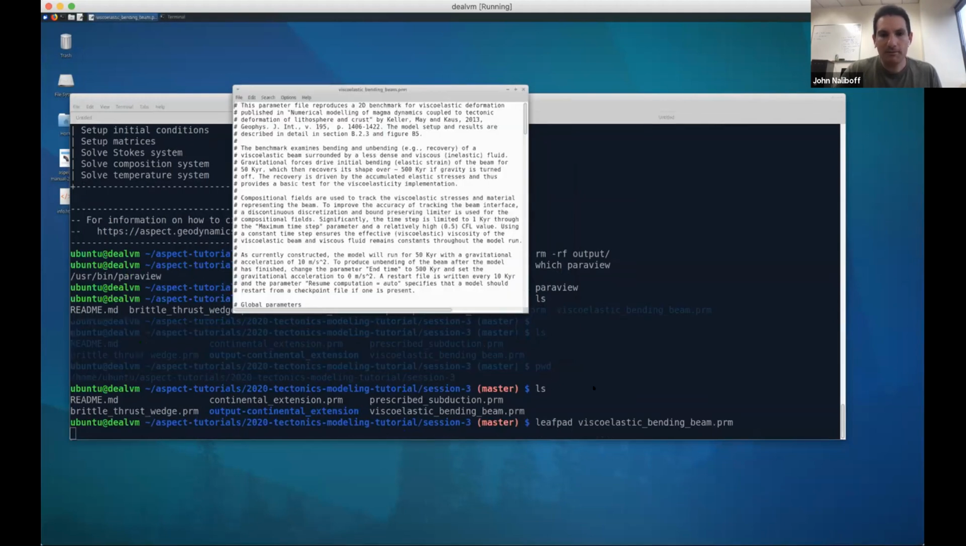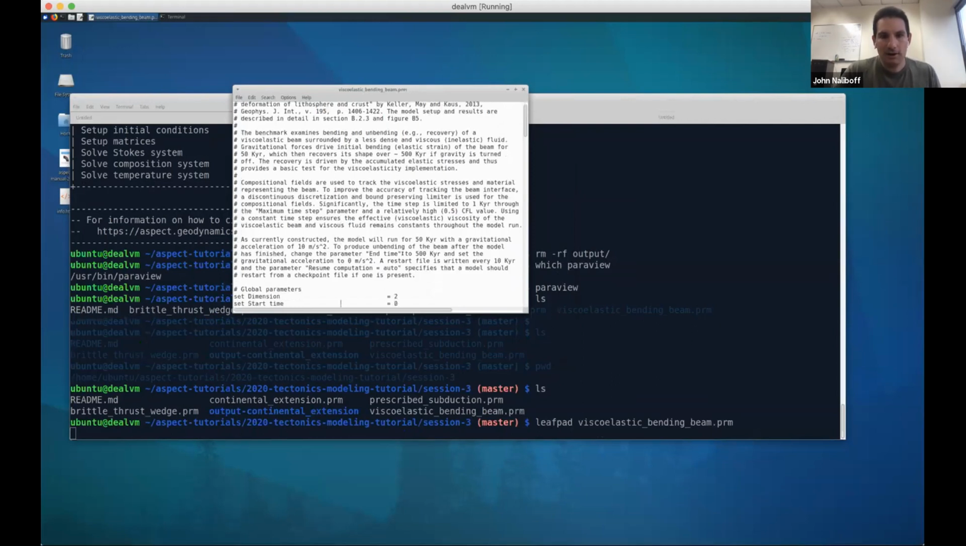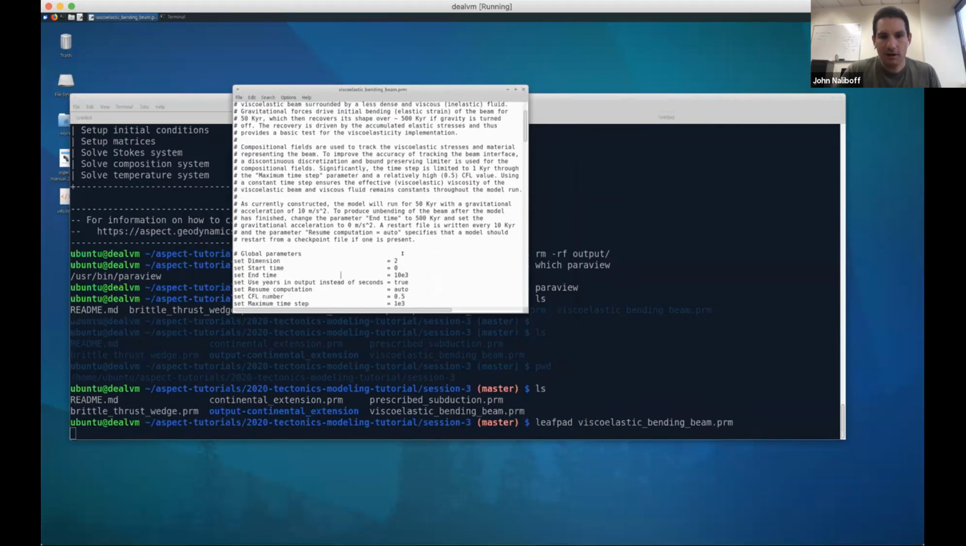So once you have this open, scroll down past all the documentation, and we will go down to the parameter which says set end time. And I will see if I can quickly increase the size of this window. Sorry, I'm a bit hesitant to go to full screen on this virtual machine. The last time I did that, my keyboard froze, so I'm not going to go that route.